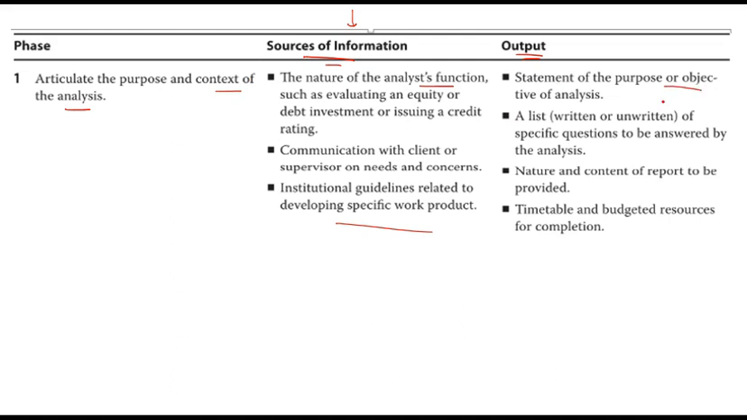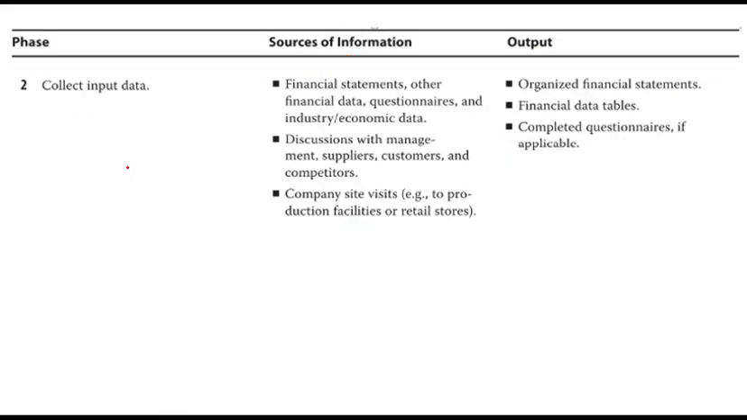Output is a statement of the purpose or objective of analysis. A list of specific questions to be answered by the analysis. So this can be whether the company is overvalued or undervalued, whether the company will grow in future, whether the company can be given money or lent money or not. Nature and content of report to be provided. Timetable and budgeted resources for completion. So that is about articulating the purpose and context of analysis.